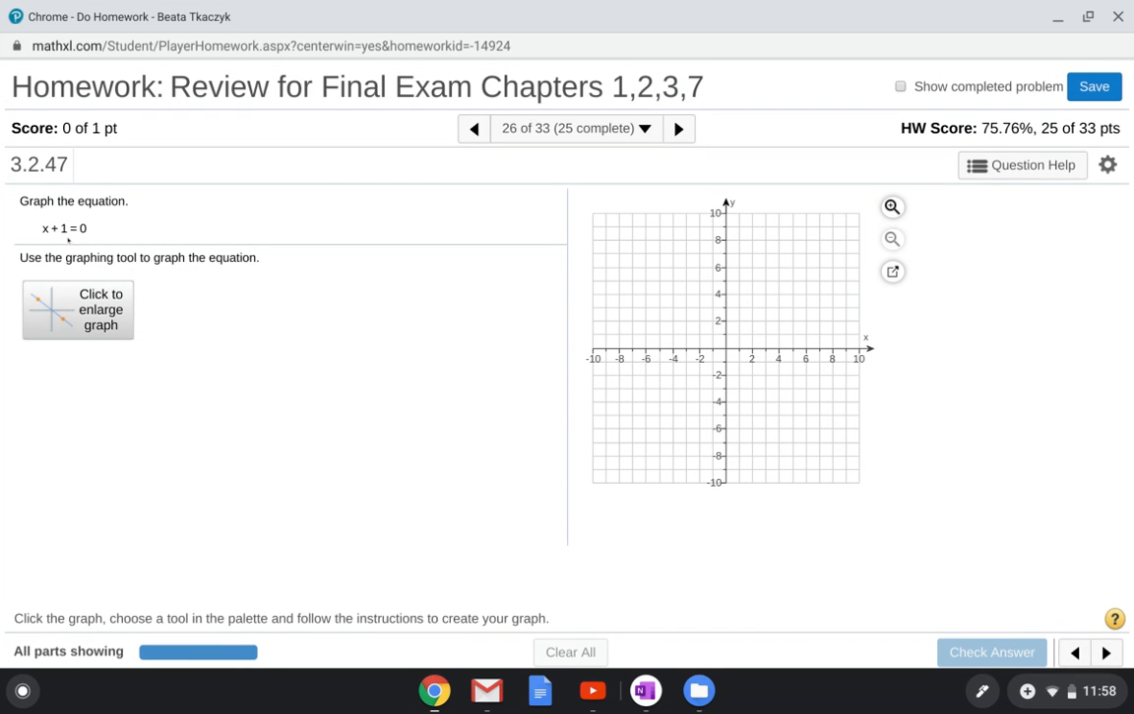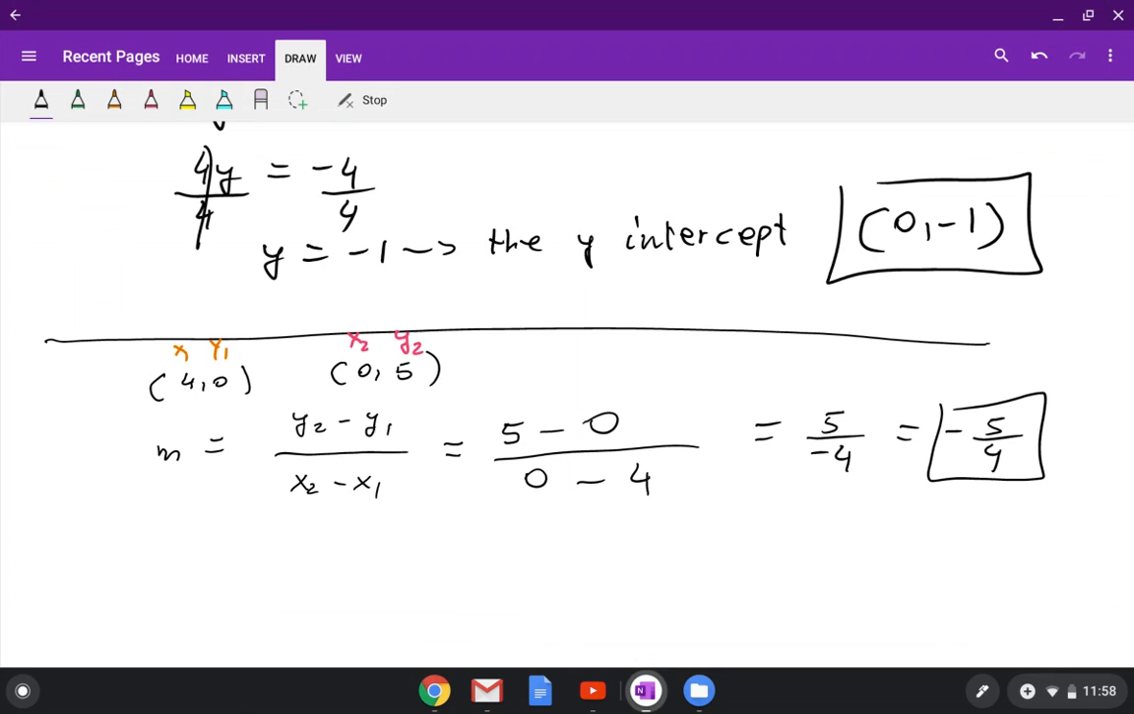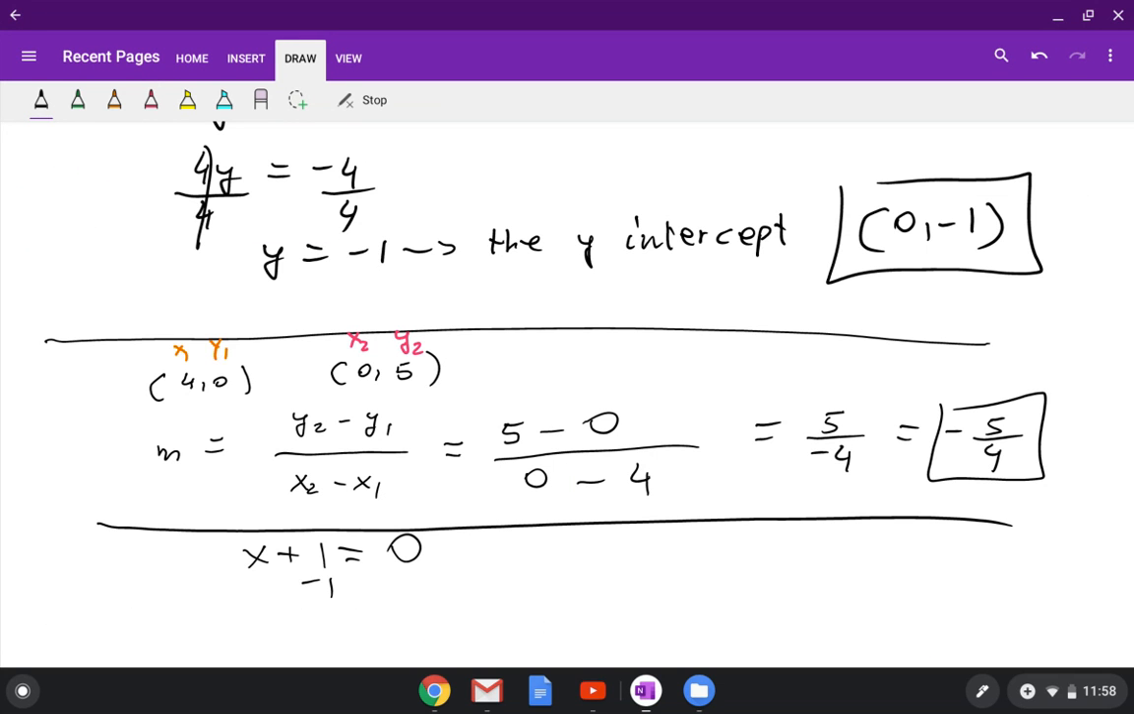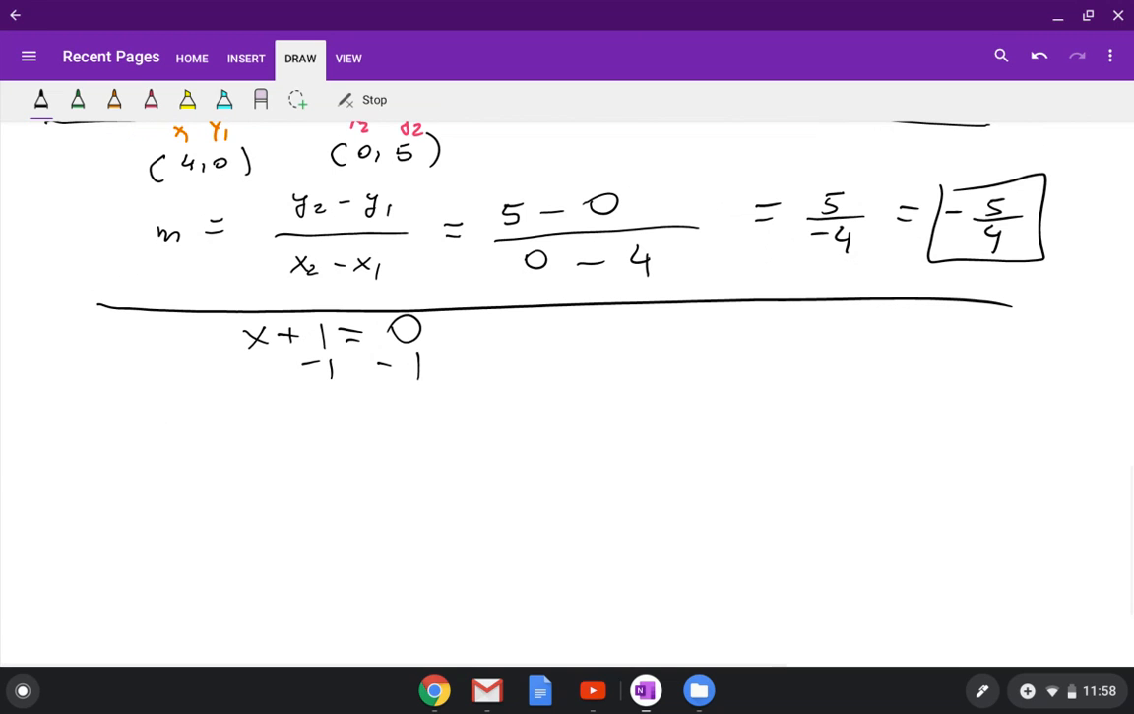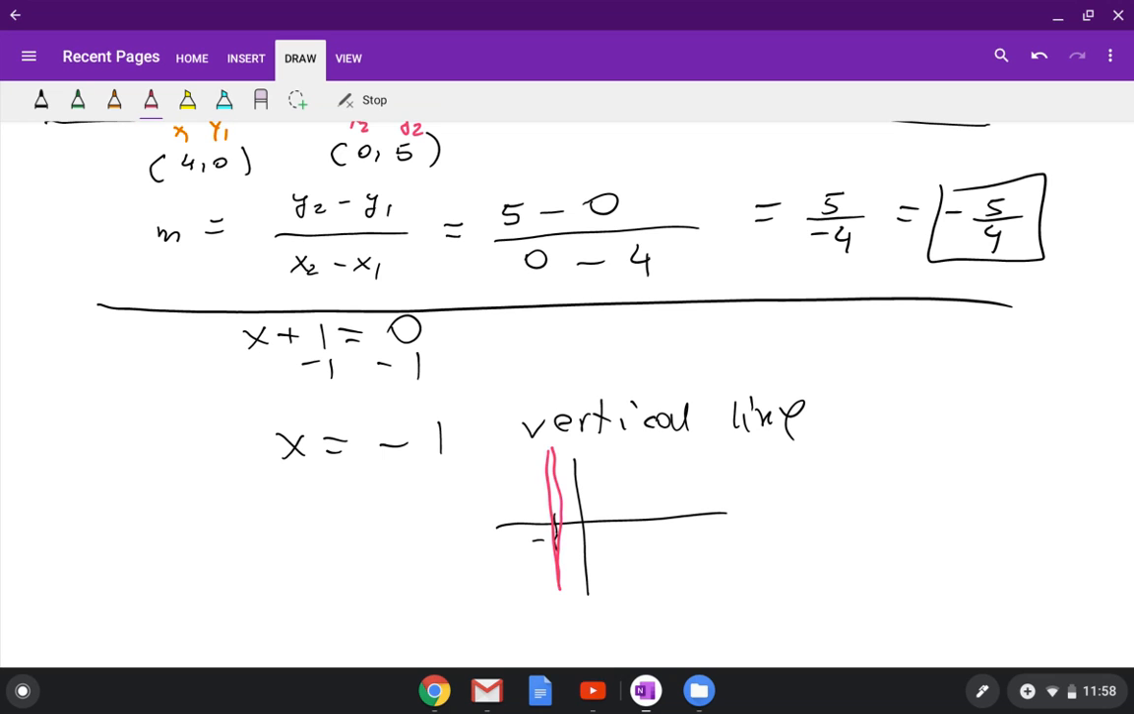Graph the equation x plus 1 equals 0. So x plus 1 equals 0. Solve for x. And we're getting that x is equal to -1. This is a vertical line. So you're going to, for a vertical line, it's going to look that way. You're going to find -1 and just draw the vertical line which intersects the x-axis at -1.